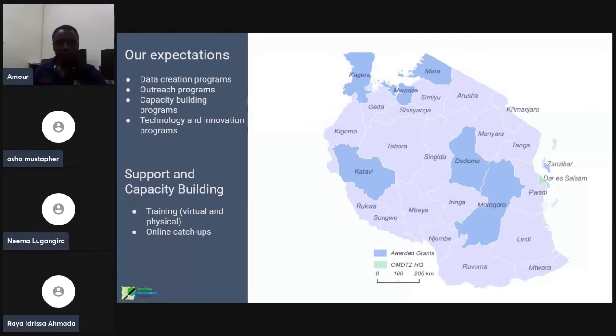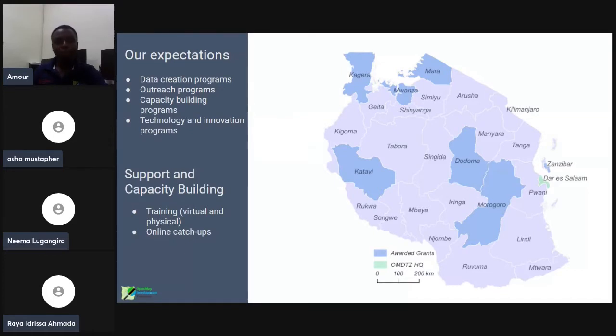Apart from our expectation, as OMDTZ, apart from providing funds to these communities, we're also supporting them in capacity building or in other resources which they need from OMDTZ.